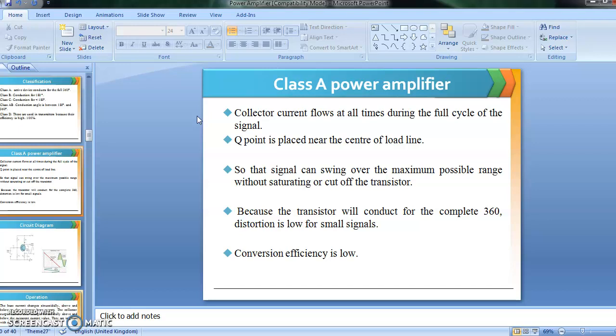Next, the conversion efficiency is low because it conducts the full cycle. That is, the transistor is always in the conduction mode, so the efficiency will be very low. This is the main drawback of the class A type amplifier, because the efficiency is very low, but the distortion is very low. That is the main advantage compared to the other amplifiers.